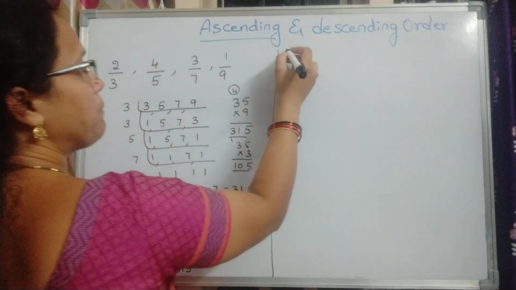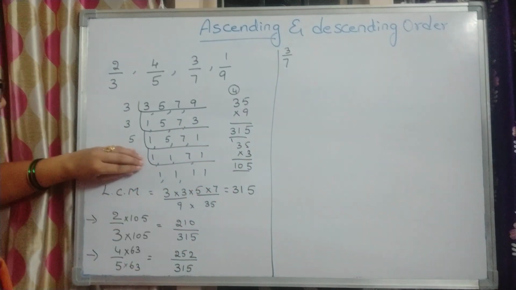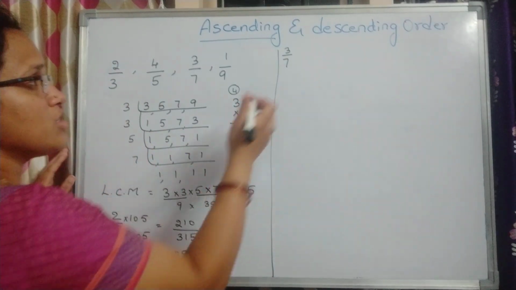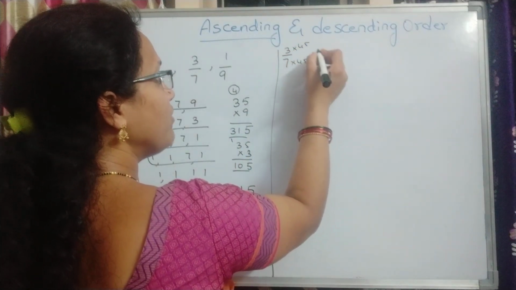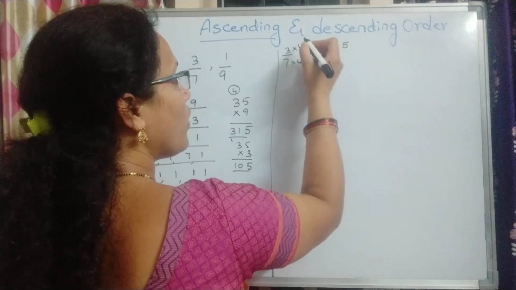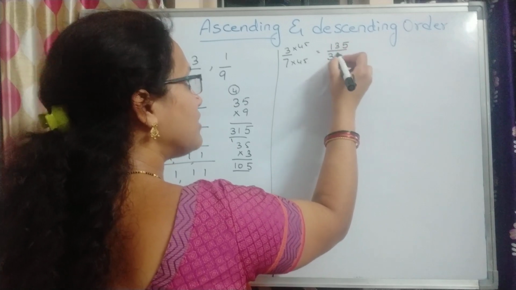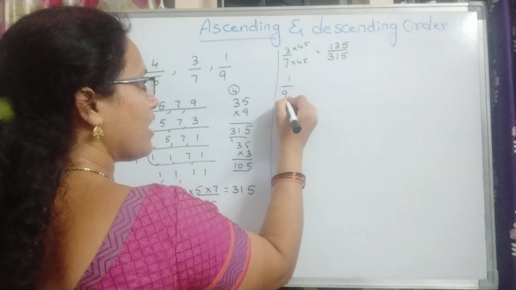Now taking the third part, that is 3 by 7. Here you take 3. 3 3s are 9, 9 5s are 45. So you need to multiply this with 45, which gives you 3 5s are 15, 1. So 3 4s are 12 and 13, 315.